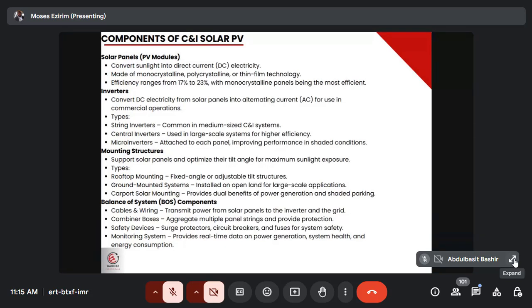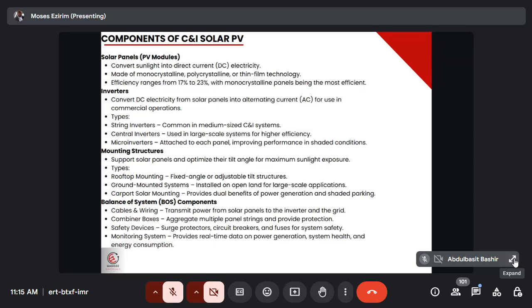All right, when we talk about the component of CNI. Now, the mounting structure, I've explained this before. We have the rooftop mounting, we have the ground mounting system, and we have the carport mounting system. All right, now we're going to talk about that as well. Now, balance of system, which is BOS. You can also call it balance of plants. That's BOP component.